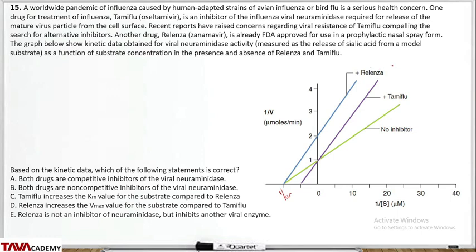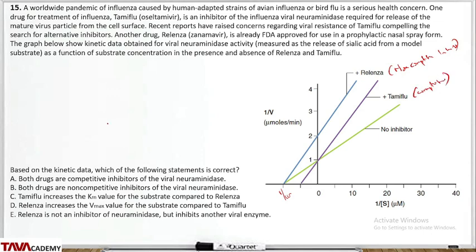So Relenza is a non-competitive inhibitor. So don't forget, I said non-competitive. NC means no cross. It doesn't cross. There's no cross formed. But Tamiflu, on the other hand, the Vmax remains the same, but the Km was increased and there was a cross. So Tamiflu is a competitive inhibitor.